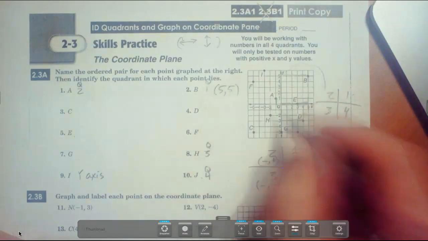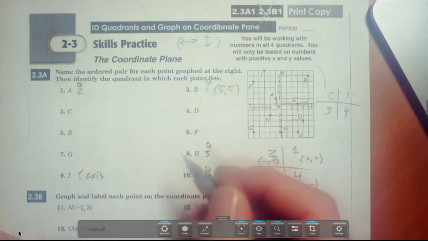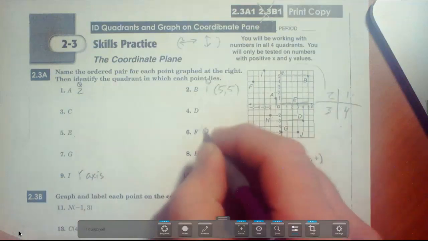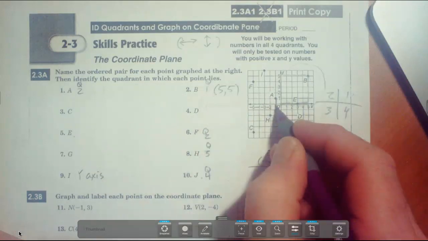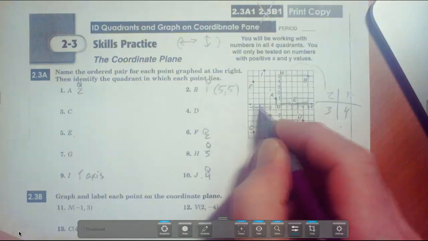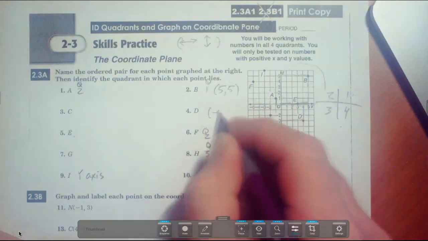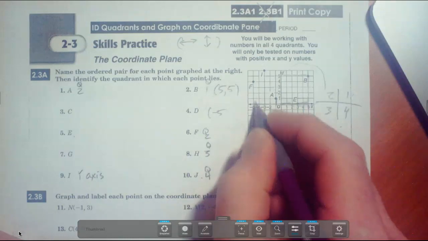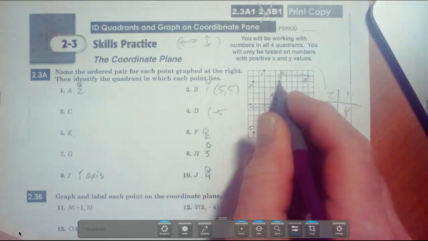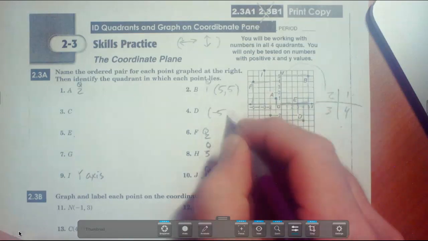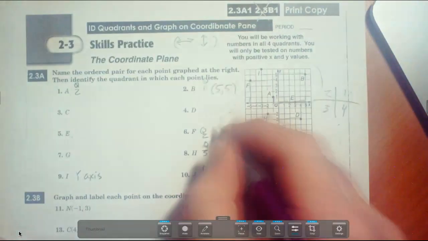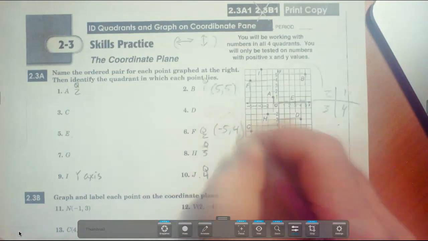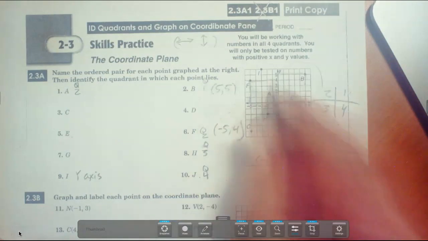Okay, let's do point F. Point F, it's in quadrant 2. And let's see, point F, we're going to go 1, 2, 3, 4, 5. That's a negative 5 because we went backwards, and you can see the negative right there. But then we're going to go 1, 2, 3, 4. You can see the positive 4 there. So, of course, I put it in the wrong spot because I wasn't paying attention. It's negative 5, 4: negative 5, and then over 4.